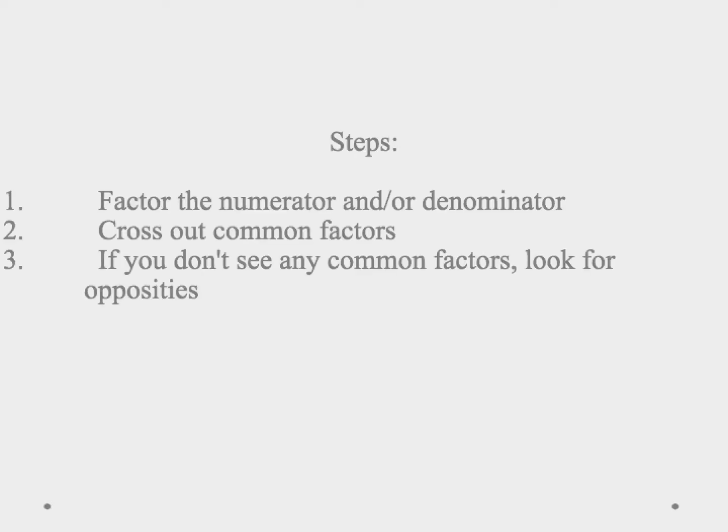To see which values of the variable to exclude, look at the denominator of the original fraction. So like I said in the previous example, the steps we want to follow when simplifying algebraic fractions are: first, factor the numerator and/or the denominator. Then, number 2, cross out common factors. Number 3, if you don't see any common factors, look for opposites. I'm going to show you what that means in the next example.